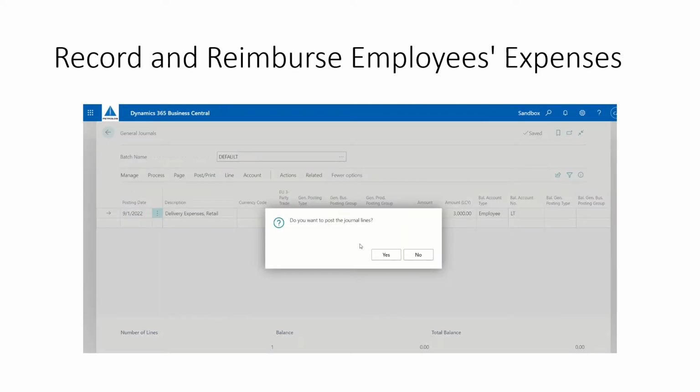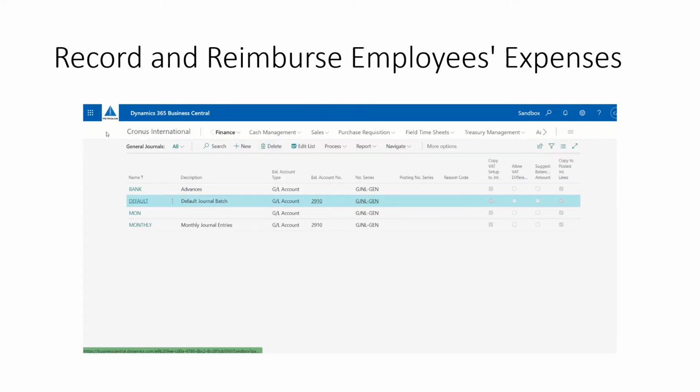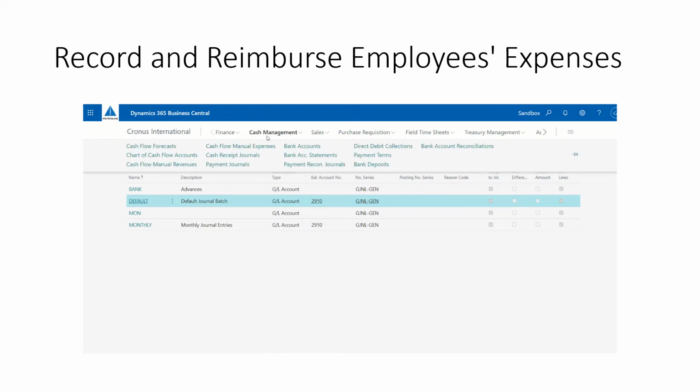Now it's asking, do you want to post these journal lines? Yes. The journal lines were successfully posted. This erased the lines automatically. Now I've recorded, that employee has recorded the expense. We can now make that reimbursement by making use of the payment journal. So we click on cash management, click on payment journal.